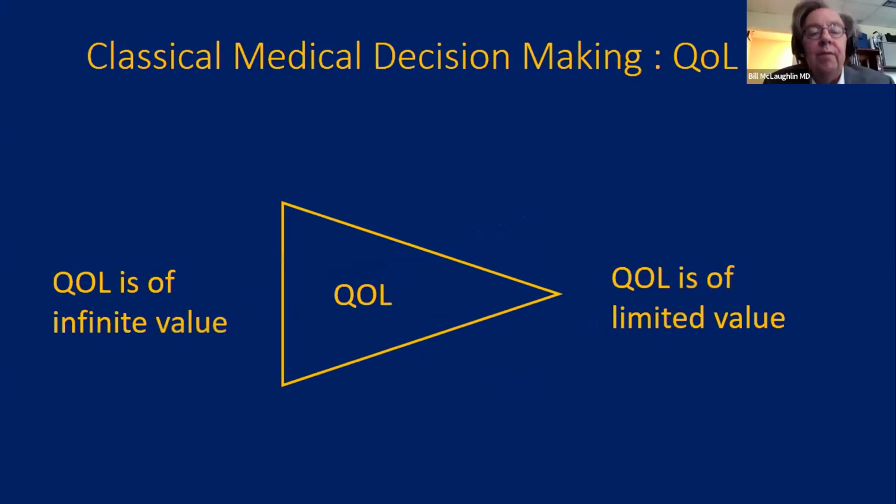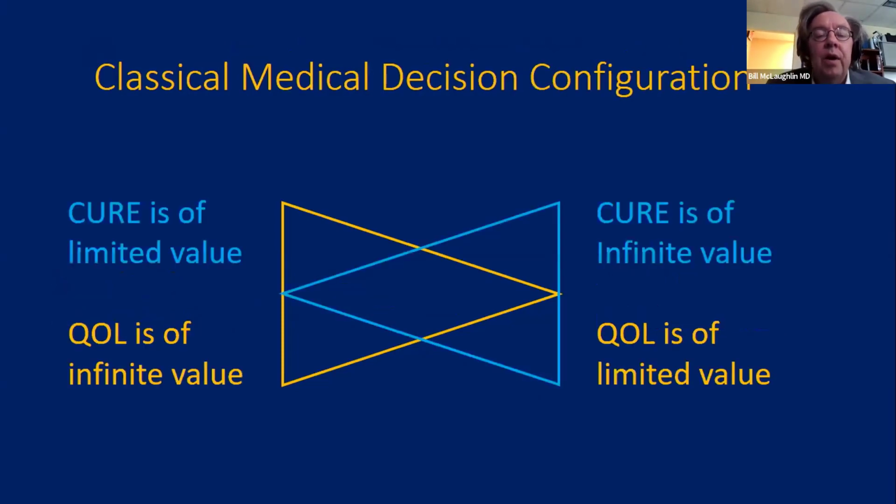Quality of life is the other concern. As I said, patients say, I want cure, I want quality of life. And on one end of the triangle, quality of life is of infinite value. This is what I value. This is what I'm trying to protect. At the other end, quality of life is of limited value. Sometimes in life, quality of life is pitched for a greater cause. So the usual way, if you look at all of medical history, how decisions have been made, those two triangles interlock and they affect each other.